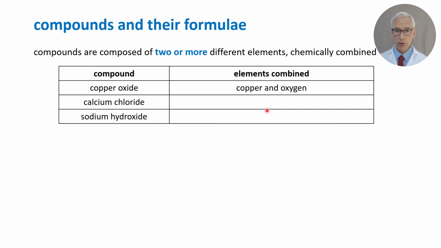Okay, so to reveal, calcium chloride, easy one, calcium and chlorine. Not necessarily quite so easy, sodium hydroxide: sodium, hydrogen, and oxygen. So hydroxide is a combination of hydrogen and oxygen, sodium obviously.